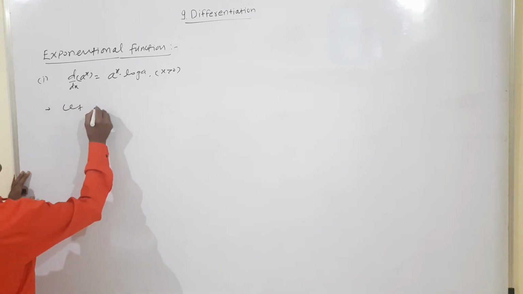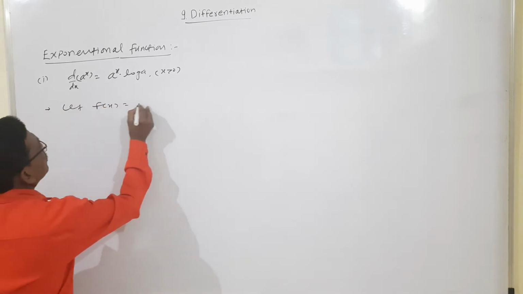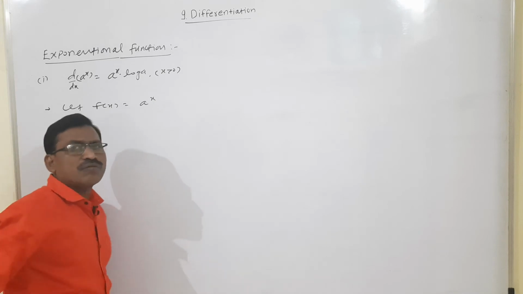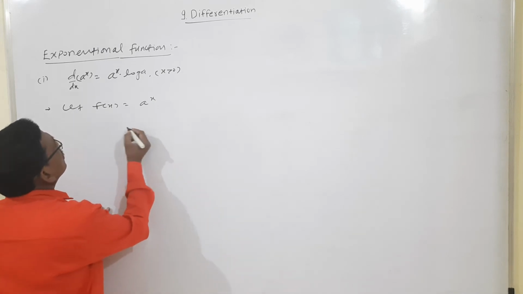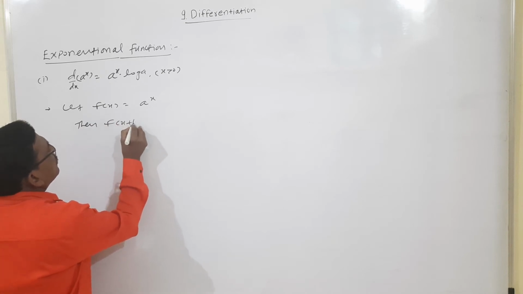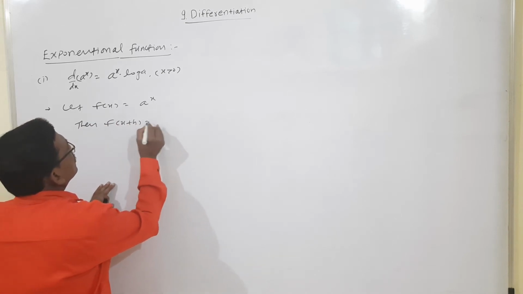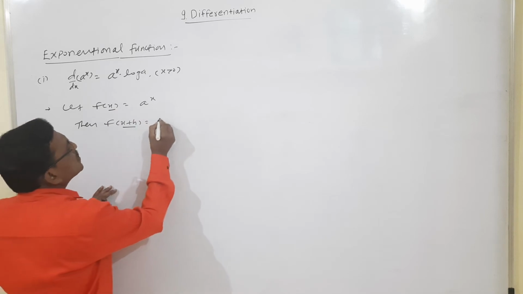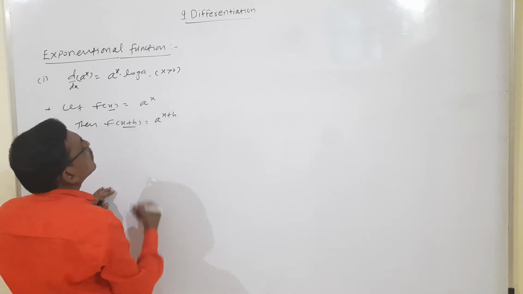Let us consider the function f of x equal to a raised to x. We have to consider this function. So then we put f of x plus h. Where there is x, we put x plus h. So a raised to x plus h.